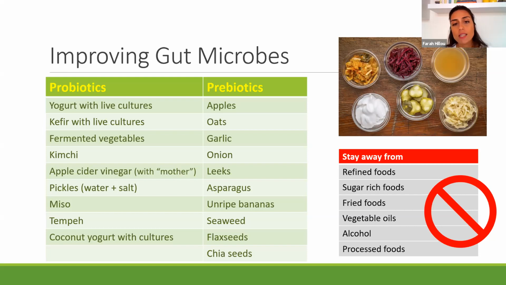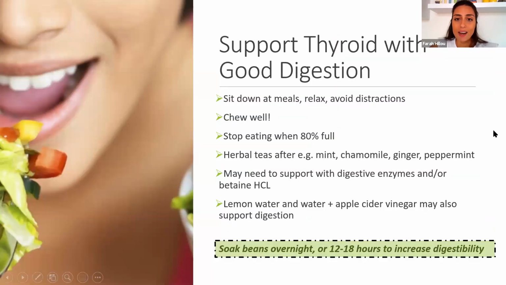Prebiotics: apples, oats, unripe bananas, flax seeds, chia seeds, onions, leeks, garlic. Those are excellent sources of prebiotics, and they act as food for probiotics. Please do stay away from any foods that are high in sugar, fried foods, vegetable oils like sunflower and corn oil that are very high in omega-6, alcohol, and processed foods. Those can all negatively affect gut health. They damage that lining that we spoke about, contribute to leaky gut, but can also negatively affect that balance between our gut microbes.